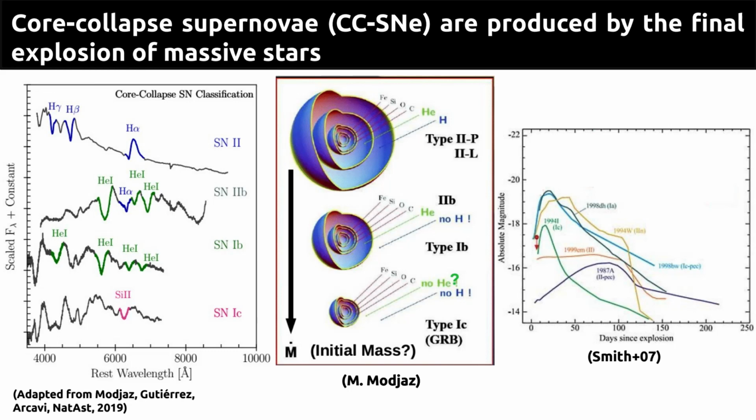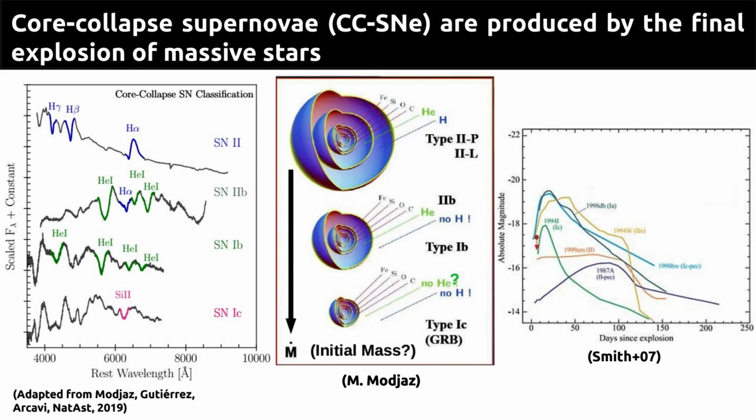In type 2, we see the hydrogen lines, as we can see in this part here. This is a type 2. And in type 1, we don't see hydrogen lines, but we can see other lines. Then we have some subclassifications: type 1b, where we see helium lines, and type 1c, where we see a weak silicon line. We also have a transitional object, type 2b, where at the beginning we see the hydrogen lines, but after some days the hydrogen lines disappear, and helium dominates the spectrum.